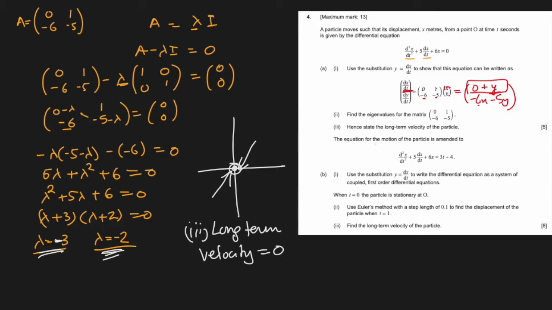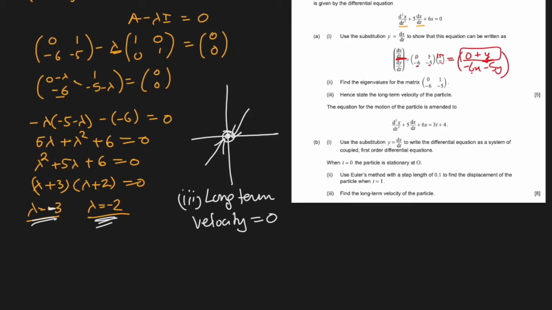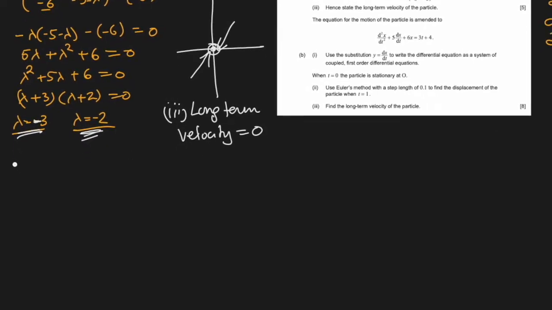Okay, the equation for the motion of the particle is amended. The left side is still the same. On the right side, in place of zero, it is 3t minus 4. As the time changes, this differential equation changes. So what is the question they're asking? Use the substitution y equal to dx over dt, same thing again, to write the differential equation as a system of coupled first order differential equations. Since they have already given us the start, we will do it the way they want. This is b.